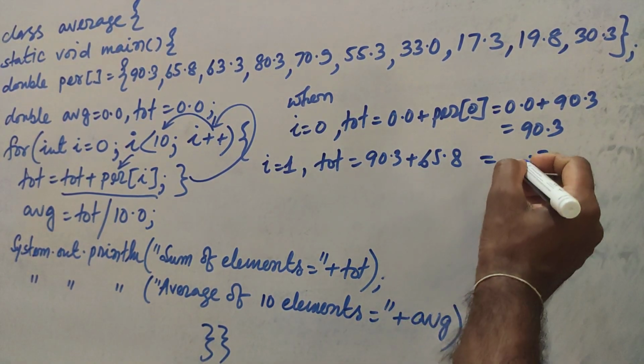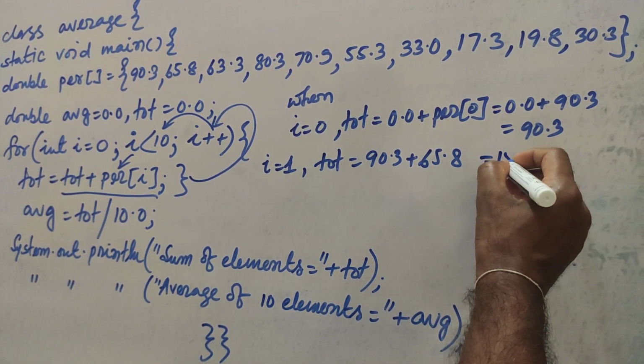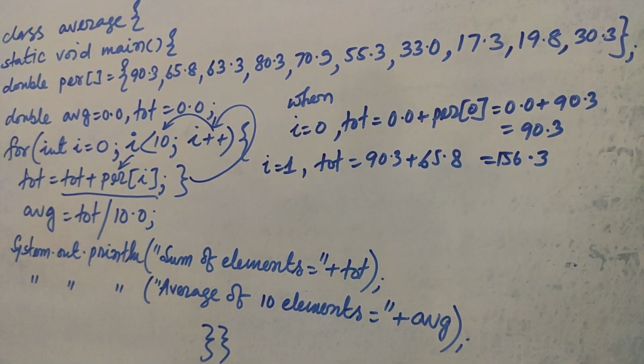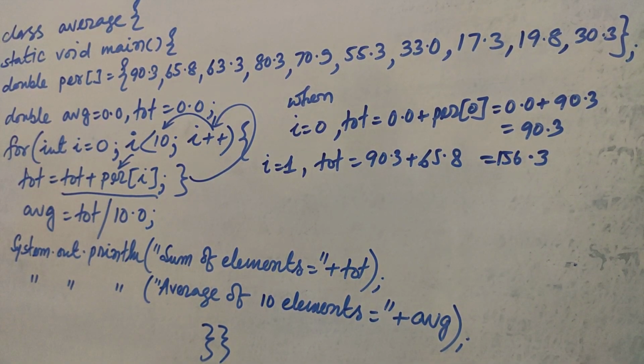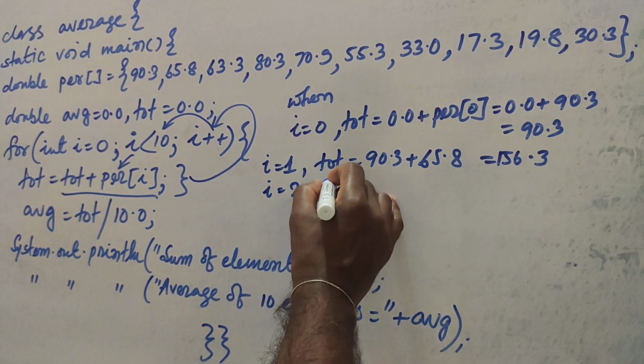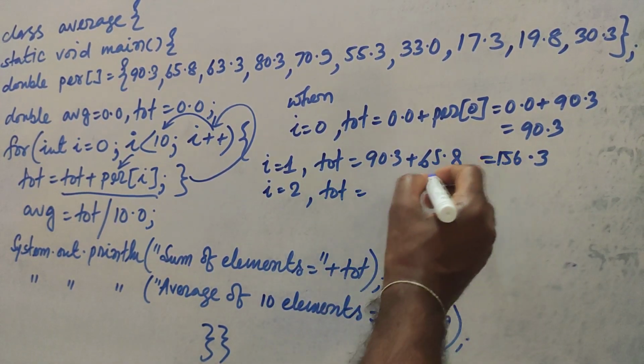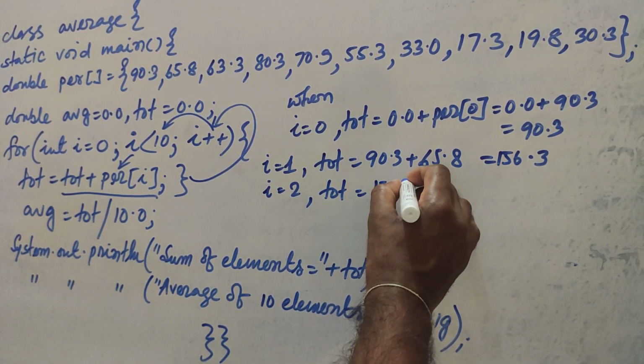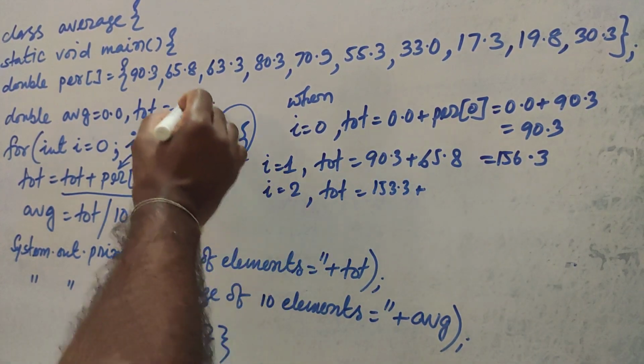156. Okay. This way it will come. Next, i equal to 2. What comes? Then tot equal to 156.3 plus 2 means which value?